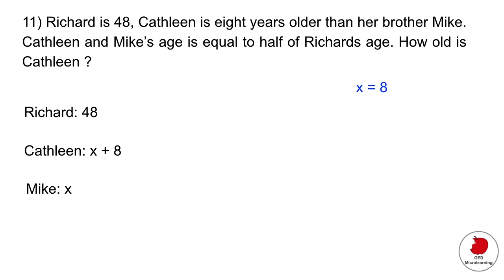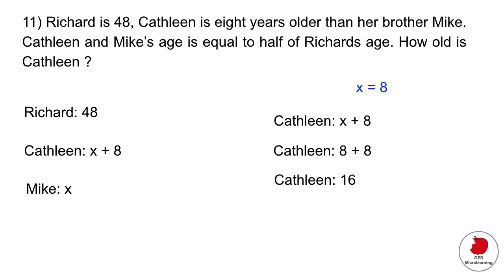Okay? But be careful, because that's not the answer. They're asking us how old is Kathleen. So if you look at the formula, we said that Kathleen is x, which was Mike's age, plus 8. And we just found out x, which was 8. So all you have to do is plug in that value for x into this formula. So 8 plus 8 is 16. So that would be option B.